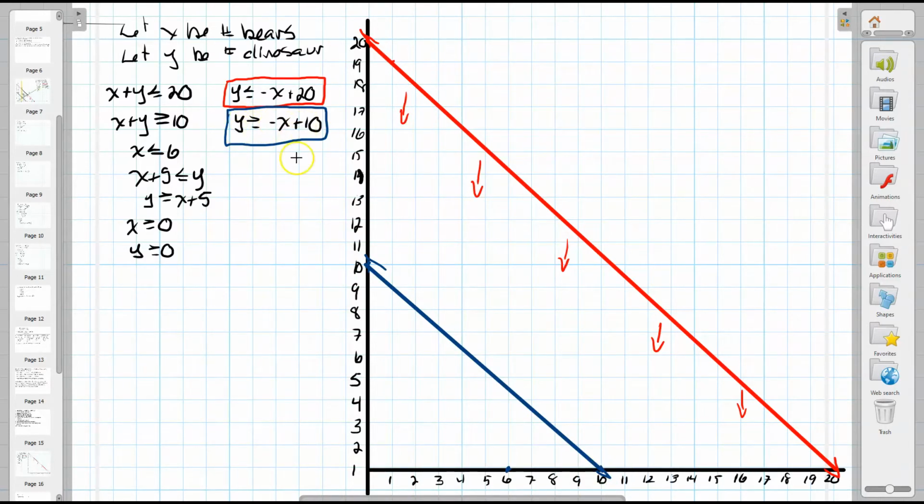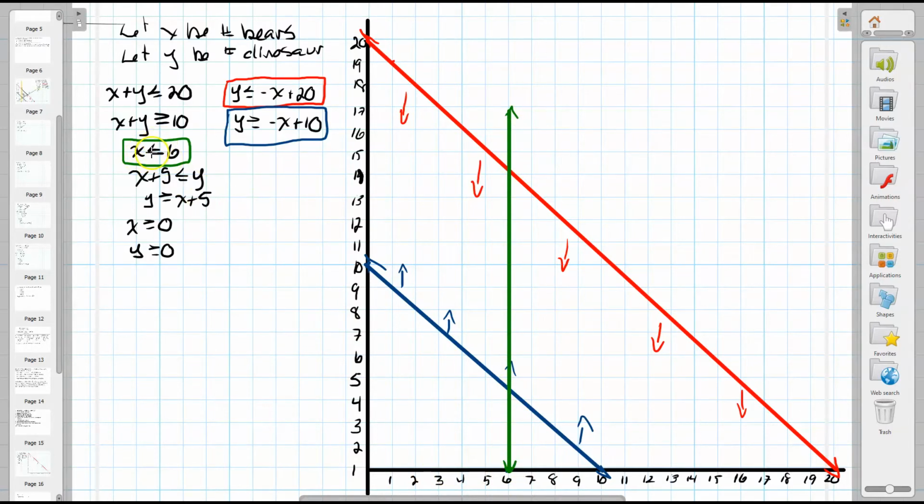Y is greater than the rest of the equation, which means the lines go up, so the shading will be above that line. Take the next line, x less than or equal to 6. There's no y value involved, so regardless of what y value we consider, x will always be less than or equal to 6. So we can put that here on the graph, and that means we've got a straight line going straight up from there.